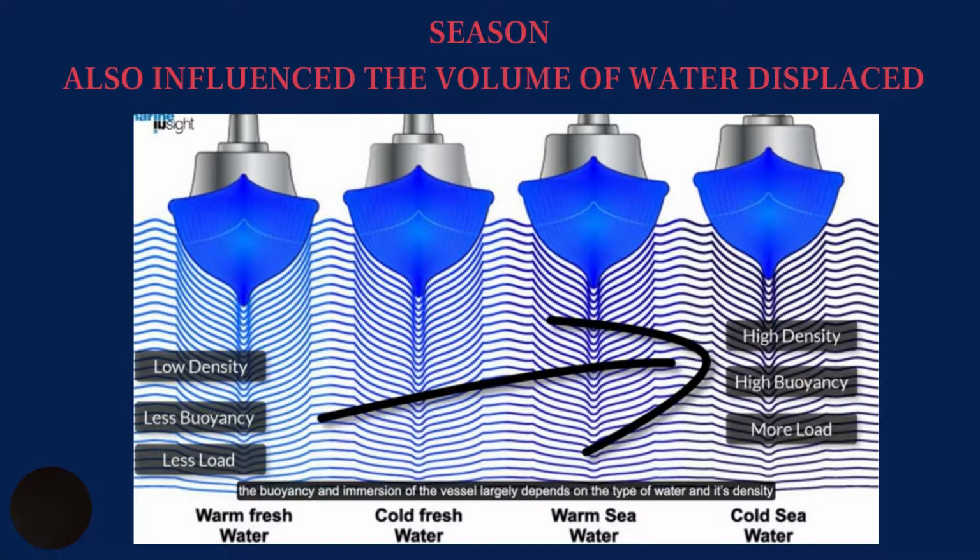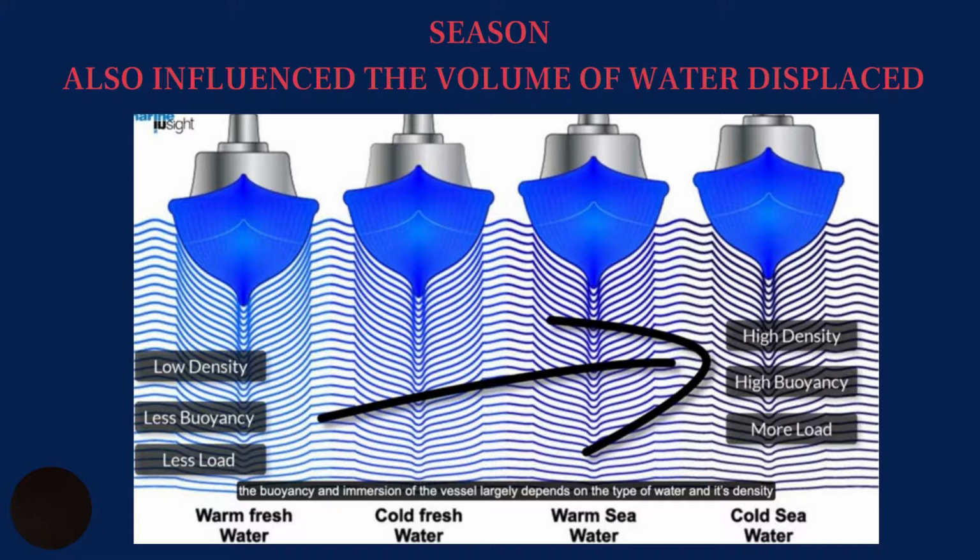And the last one is season. Season also influences the volume of water displaced. How does it happen? As you guys can see from the picture, there are warm freshwater and cold seawater. Warm freshwater actually stands for tropical freshwater, while the cold seawater actually stands for winter North Atlantic load line, as what I mentioned before about how to read a Plimsoll line.